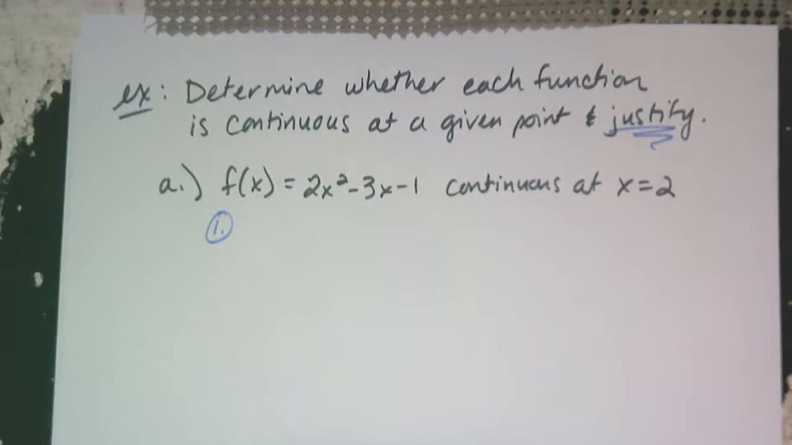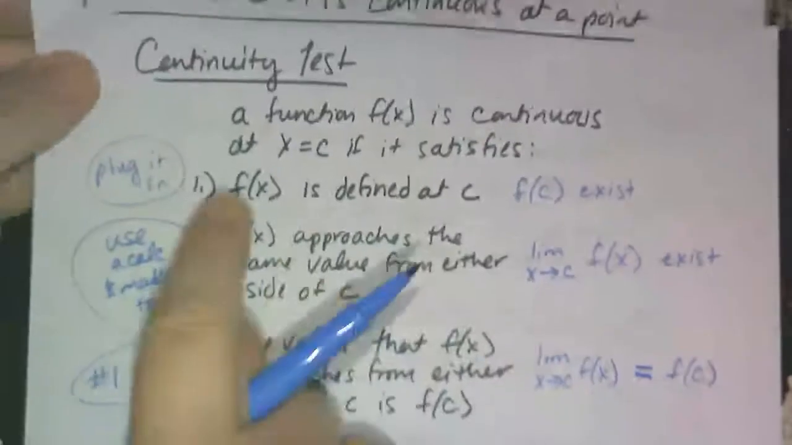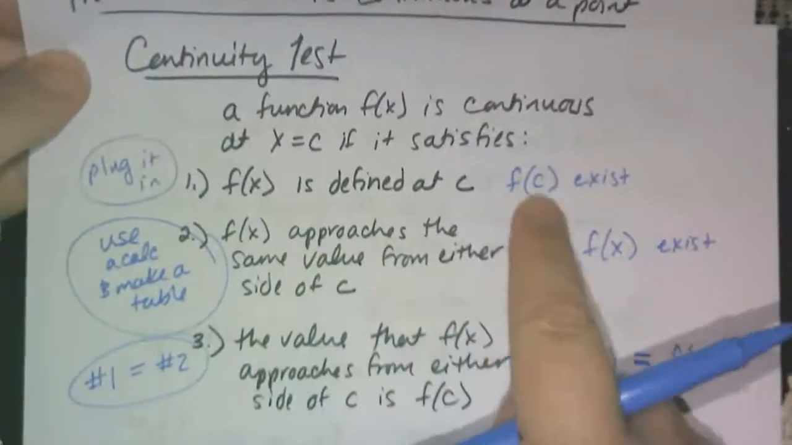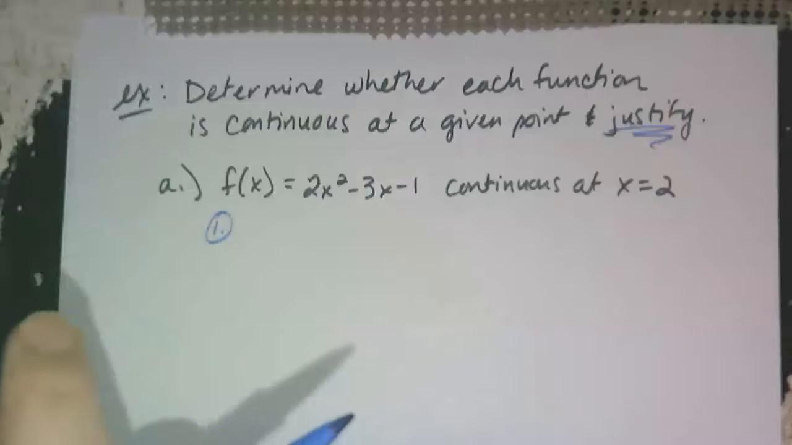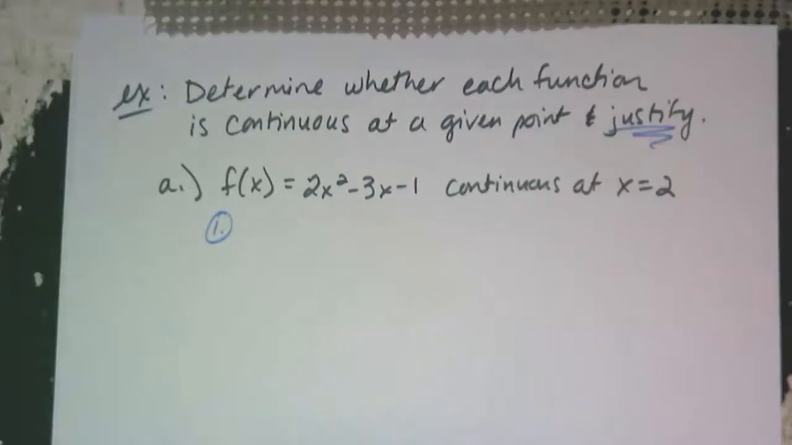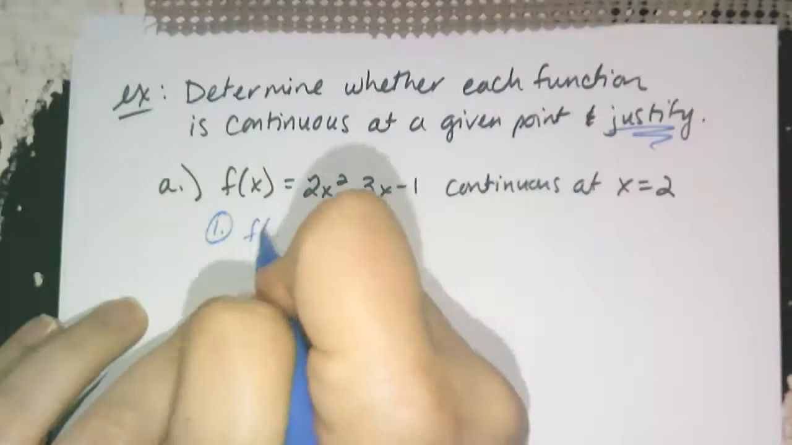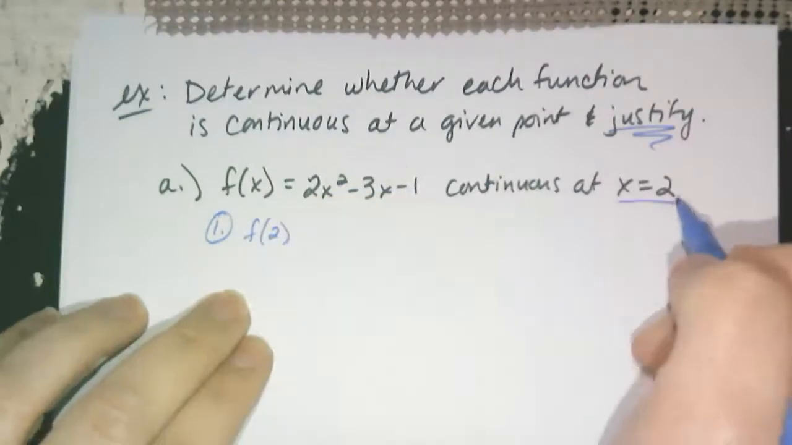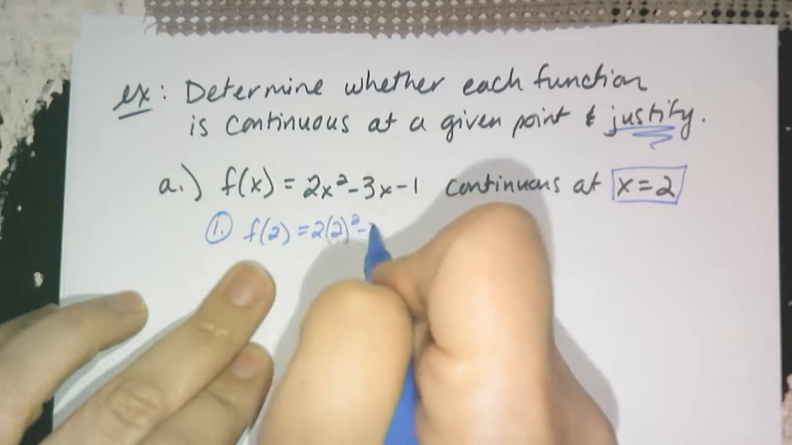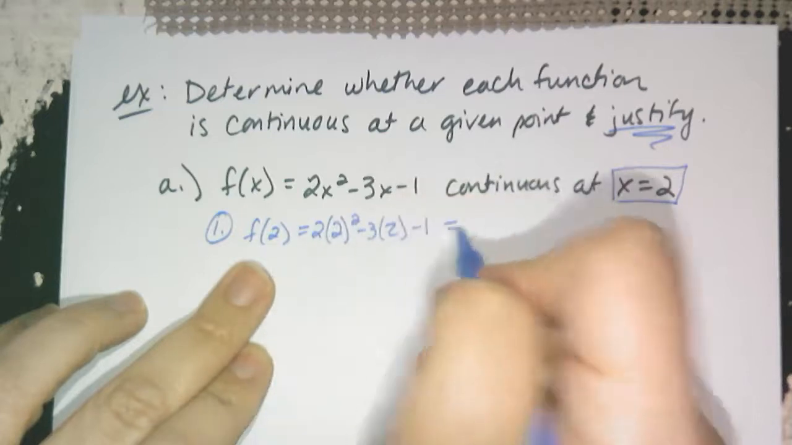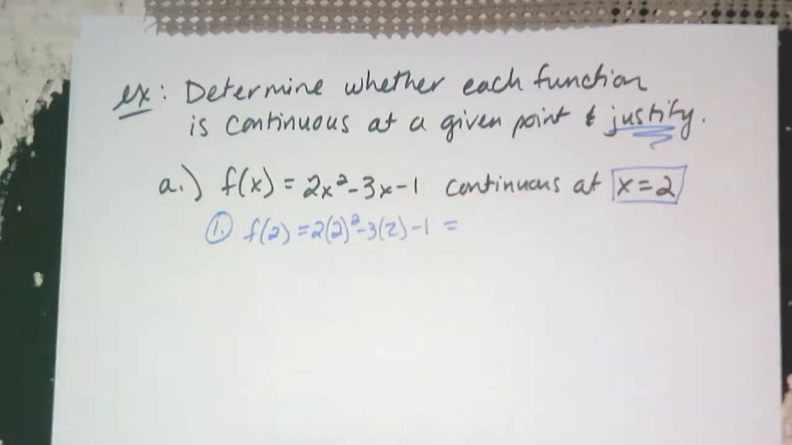All right, so looking at my notes, this is why I give you things. f of x is defined at c, f of c exists. Mrs. Setta said, plug it in. So that's what you do first. Plug it in. Take your x equals 2, and you're going to plug it in: 2 times 2 squared minus 3 times 2 minus 1. And tell me what you get out.